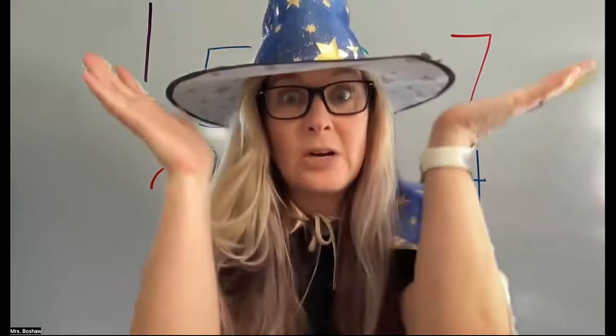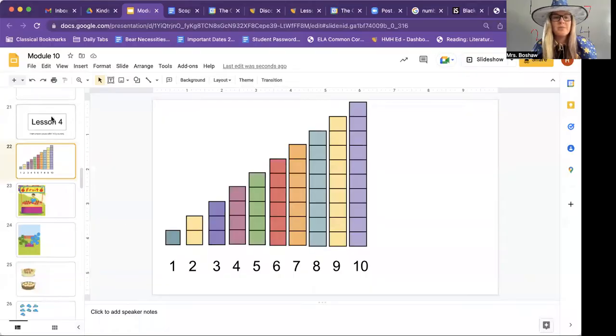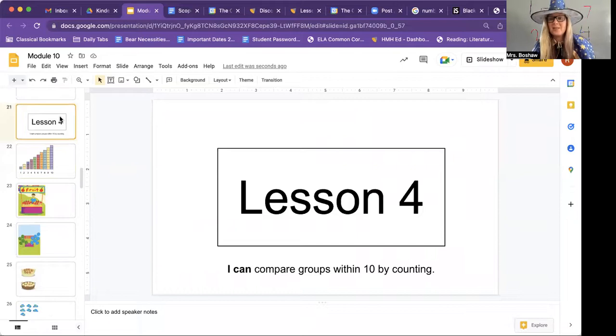How are you, math stars? Well, today is a fabulous day for doing math. So we've used matching to figure out if a group was greater, less than, or equal to, right? The same. So today we're going to find a different way to tell if it's greater or less than. Okay, so let's go ahead and go to Module 10, Lesson 4.